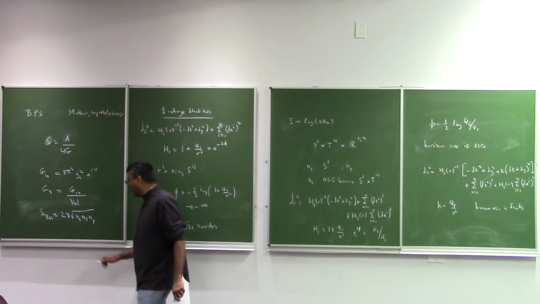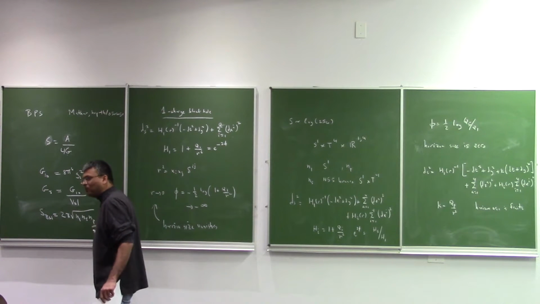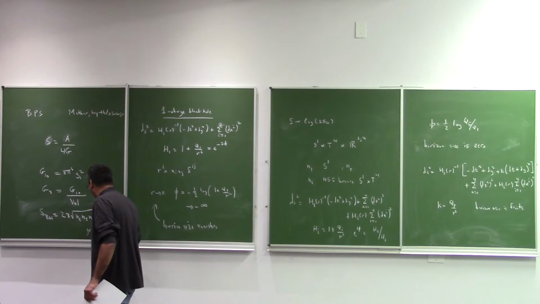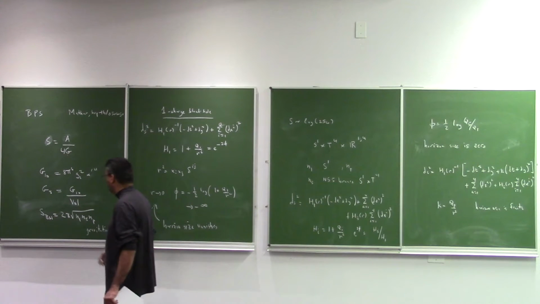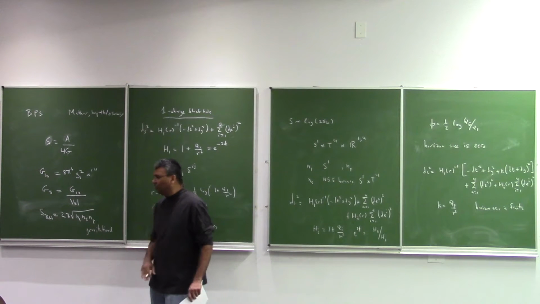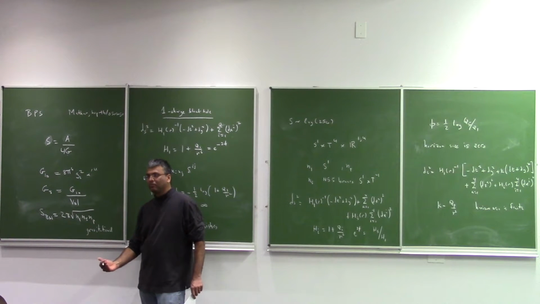This is a gravitational calculation. This is computed from a metric. So this is the gravitational side. We want to see if we can construct enough states to account for this entropy. Okay? That's the goal here.